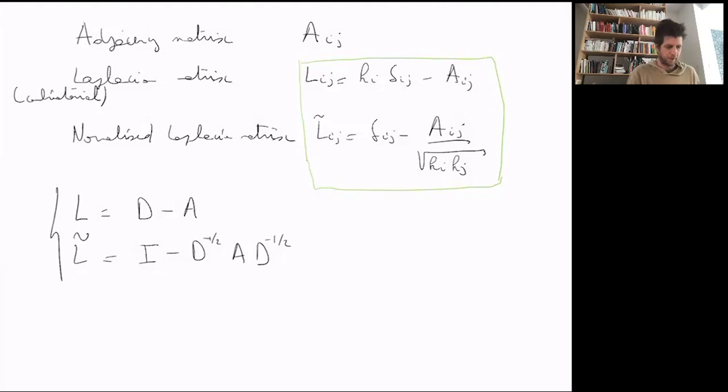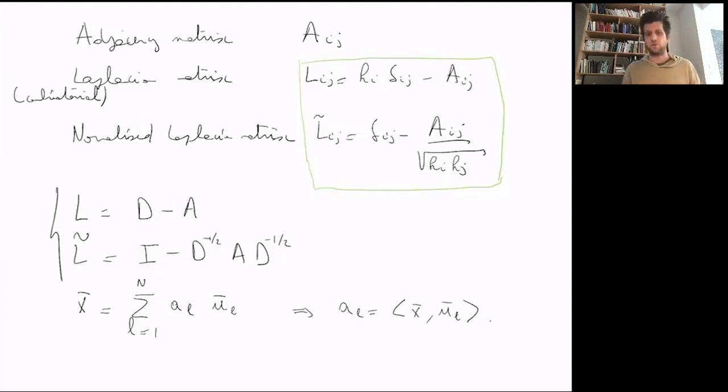Now, in general, when we have such an n-dimensional vector, this vector x will be equal to a sum for l going from 1 to n of a_l times u_l, where u_l would be the eigenvector of one of those matrices. And a_l is obtained by projecting the signal onto the elements of the basis, so it's simply equal to the inner product of x and u_l. This is something very trivial that you know, but we're going to be using it quite a lot later on when we'll be trying to understand signals on graphs.